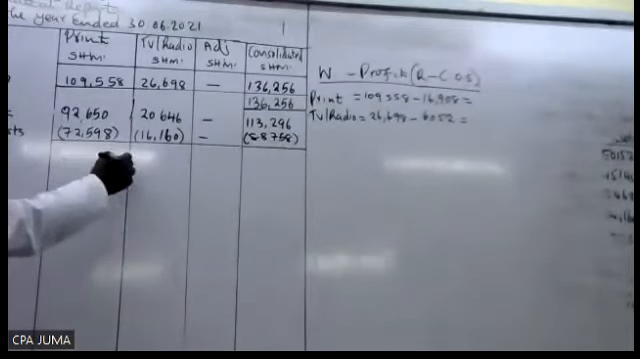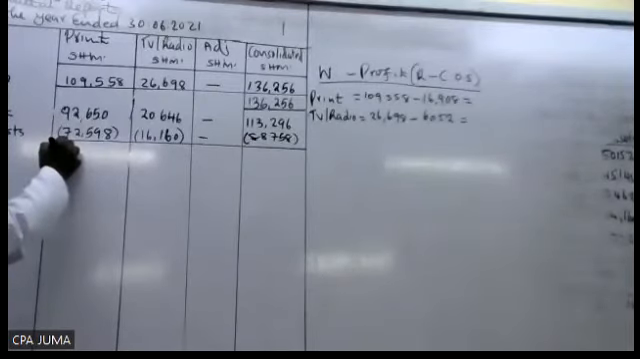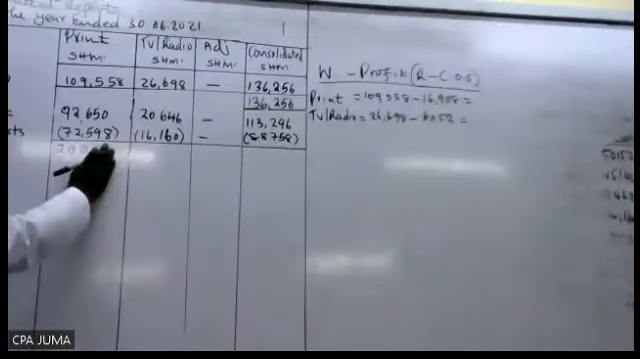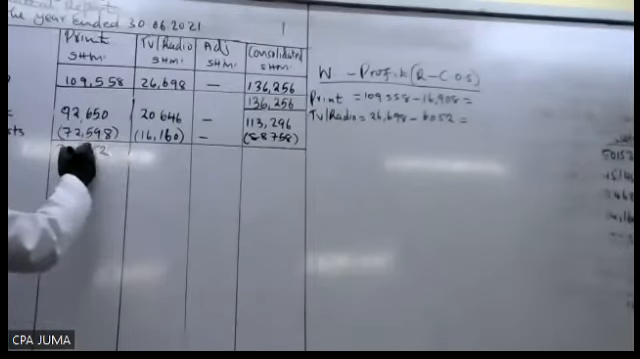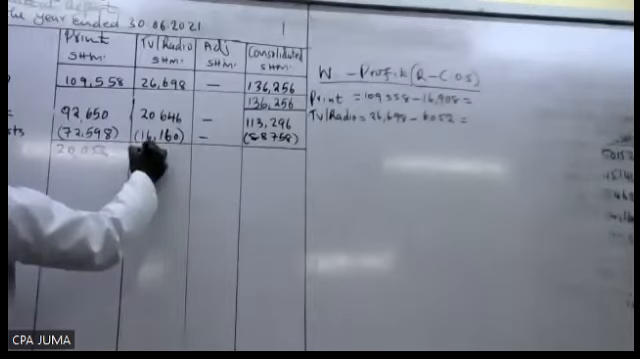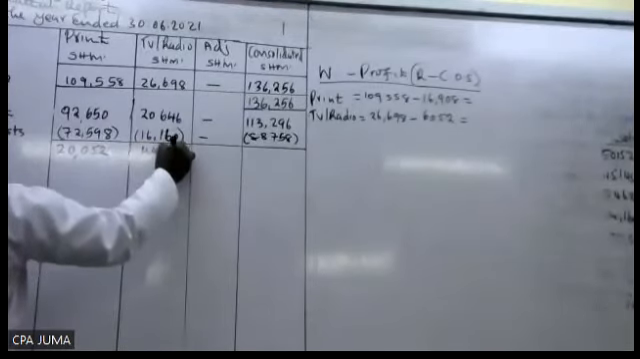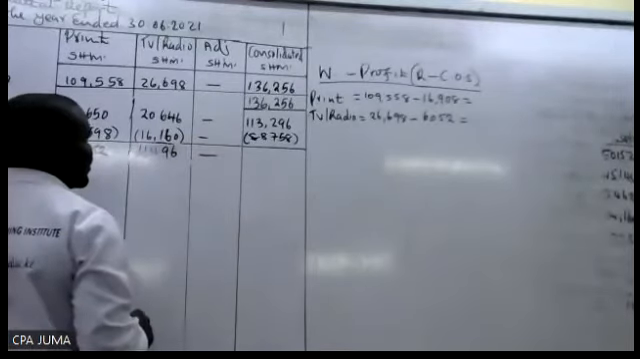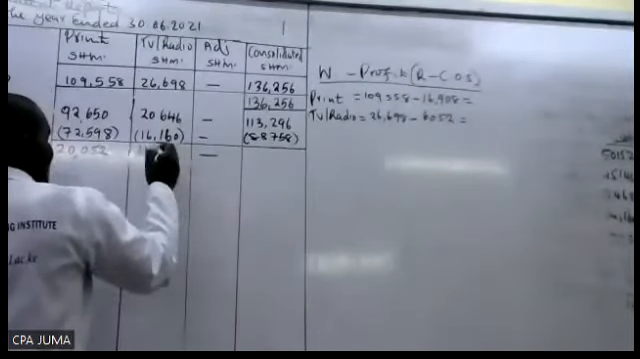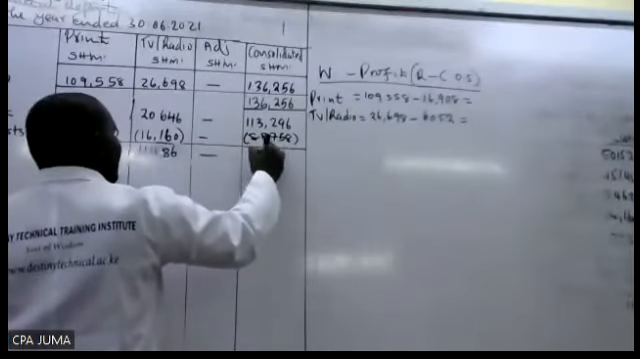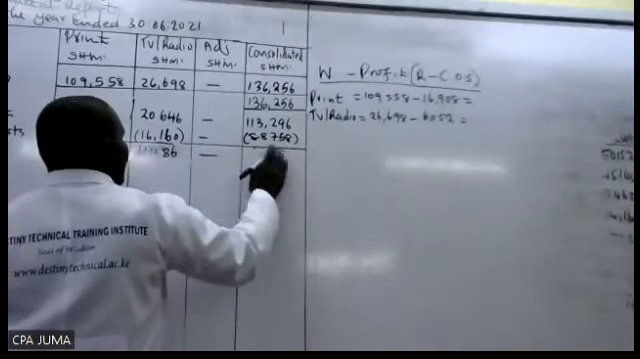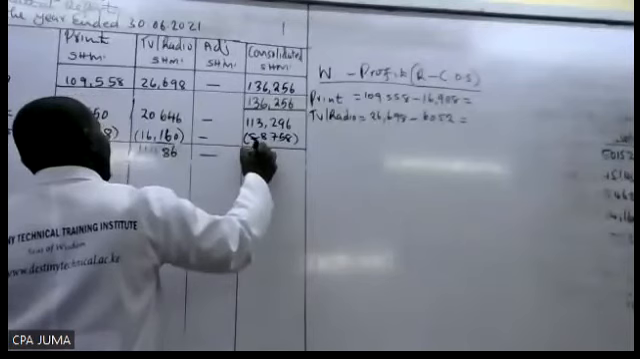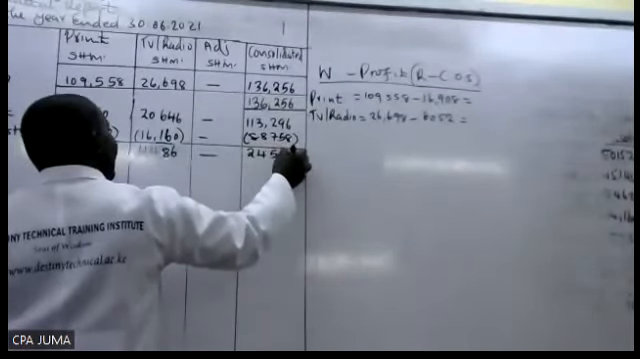So this one comes to 20,052, and this one here 44,966. Good, and finally, 86. And finally, 24,338.